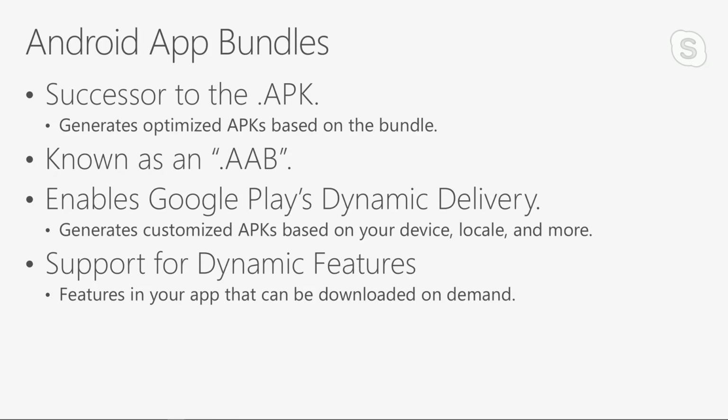What the app bundle does is generate an optimized APK based on the bundle, your device, and some of your device settings, such as your locale, the language, the CPU, and the like, just to understand what you need within that APK. It's also known as an AAB, or Android app bundle. This enables what's called Google Play Dynamic Delivery, which will generate a custom APK based off of all those things I mentioned before.